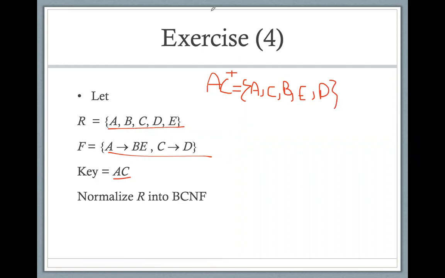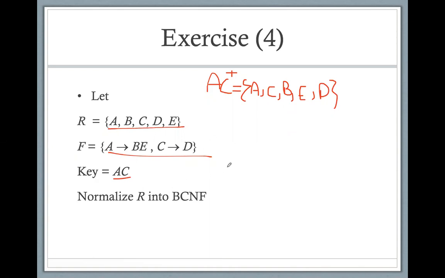Do you have questions? Okay, good. So AC determines all the attributes, then AC is indeed a key. Why is it a key and not just a super key? Because neither A alone determines all the attributes, nor does C alone. You can verify this by computing the closure of A and the closure of C.